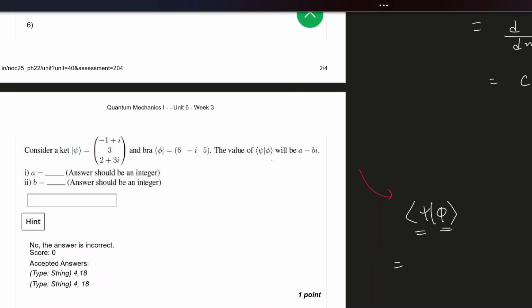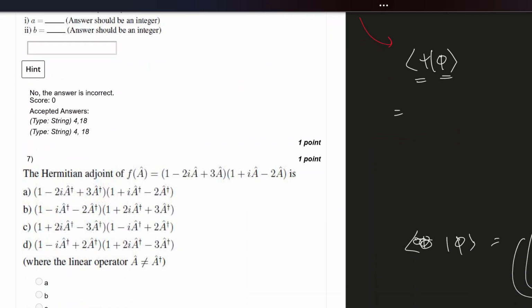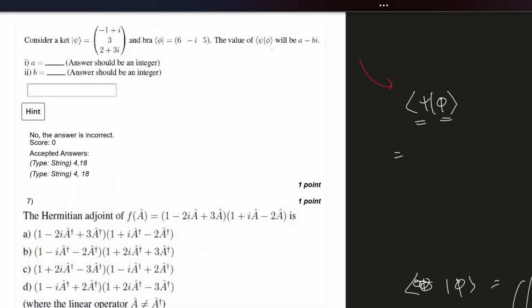Similarly, phi is given in the ket notation, but phi in the bra notation is basically the conjugate transpose of this. So this is basically 6 minus i, 5 transpose conjugate, which is nothing but row going to column, and then also becoming complex conjugate. So the real numbers are unchanged by the star, but i is complex, so it becomes plus i, and then 5. Now once you have got this and this, just carefully multiply. This is first psi ket, that means minus 1 minus i, 3, 2 minus 3i multiplied by 6 plus i, 5.